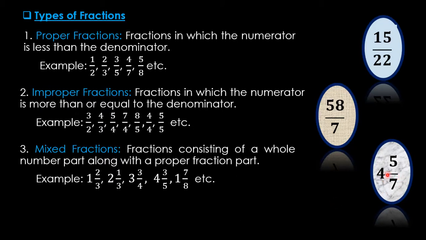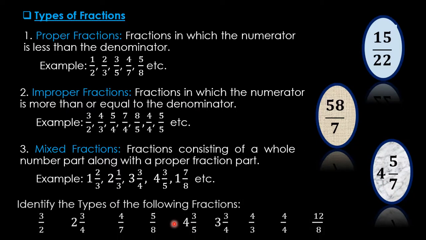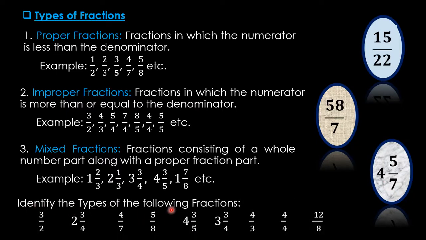This is another example, 4 whole 5 over 7. Let us identify the types of the following fractions. 3 over 2, we can see the numerator is more than the denominator, so naturally this is an improper fraction. This is a mixed fraction because we have one whole number part and another proper fraction part. So this combination is a mixed fraction.